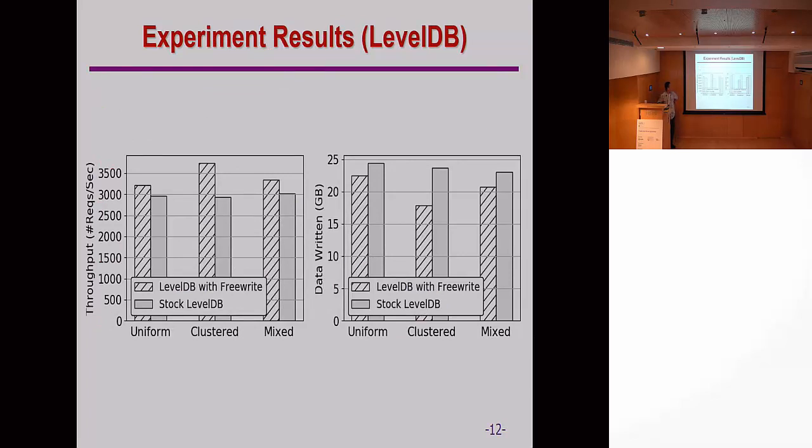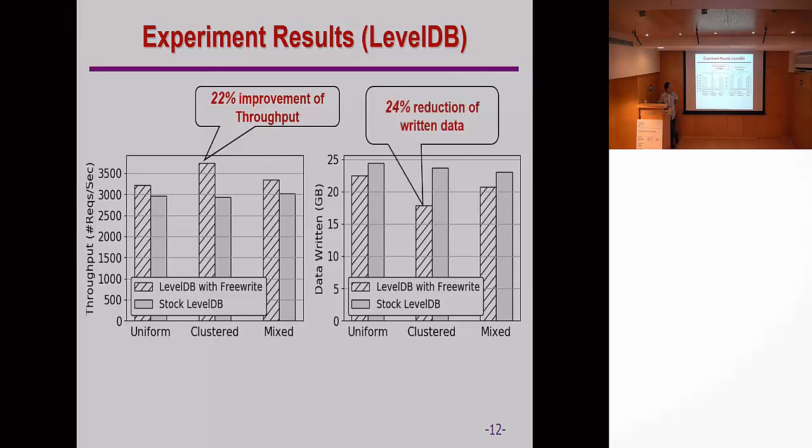Some experiment results. We have many experiment results. Basically, here I just give a few. This is about LevelDB. I show the throughput compared to the stock LevelDB in terms of throughput and the amount of data that has been written on the disk. For different key distributions, you can see here we have up to 20% improvement of throughput, corresponding to 24% reduction of written data.